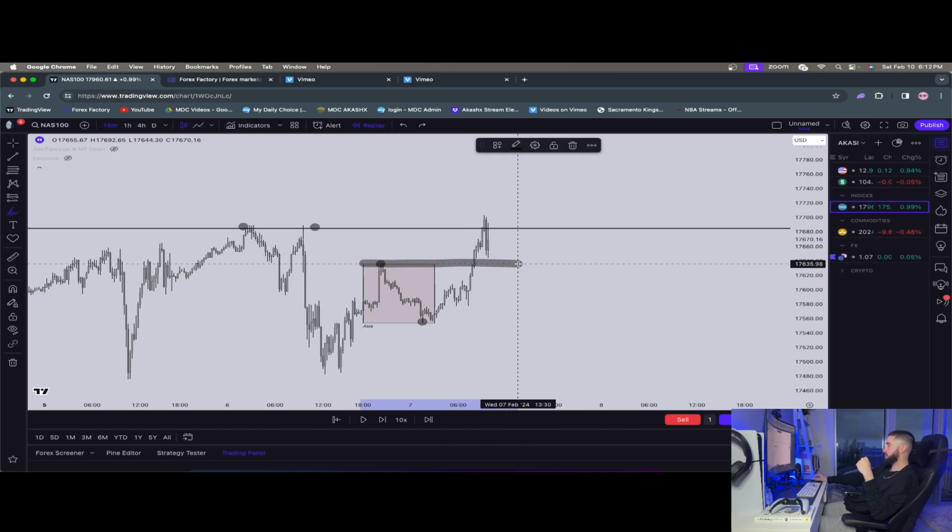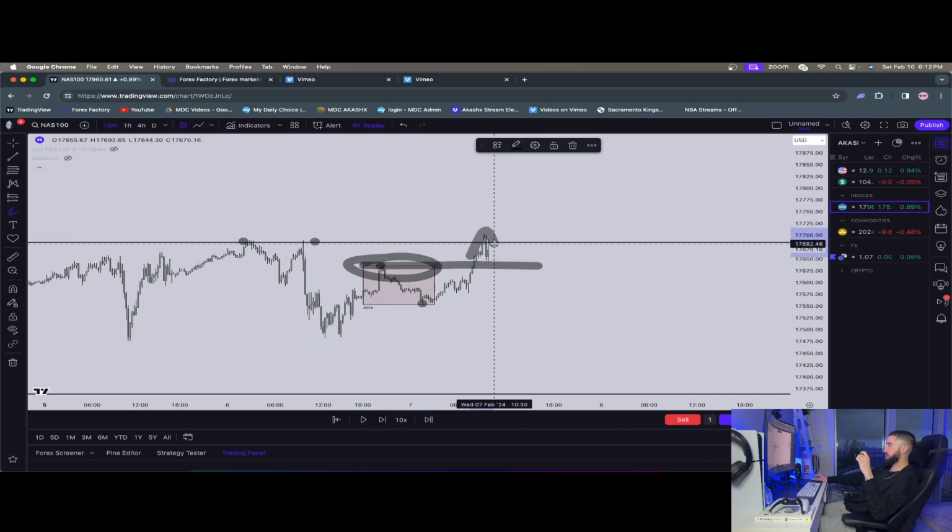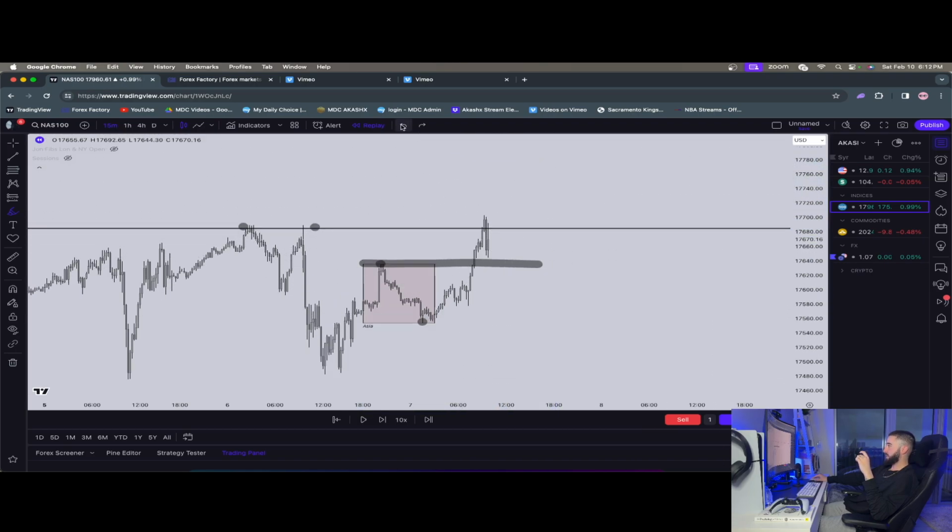session, we see that we break above the Asian high. That is the first indication that we should potentially have a bullish day. So that's one confirmation for a buy potential opportunity. Break above the Asian high.